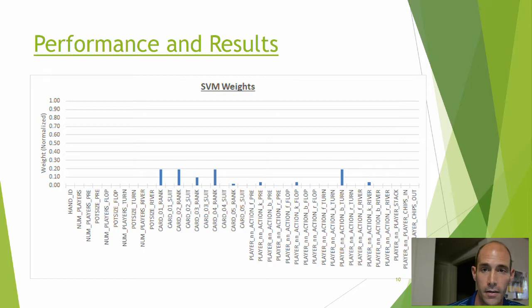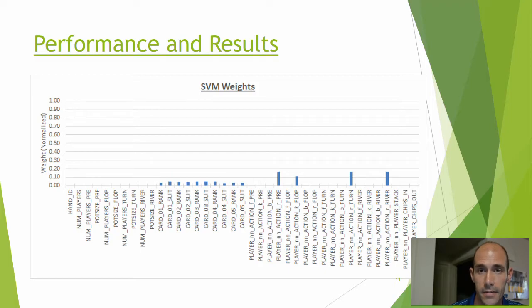We can see here an example of a tight player. For him, the community cards are very important, and his actions also show that he checks most of the time until he gets to the turn, which is a later street. So this indicates that he's waiting to make his hand before he puts money into the pot.